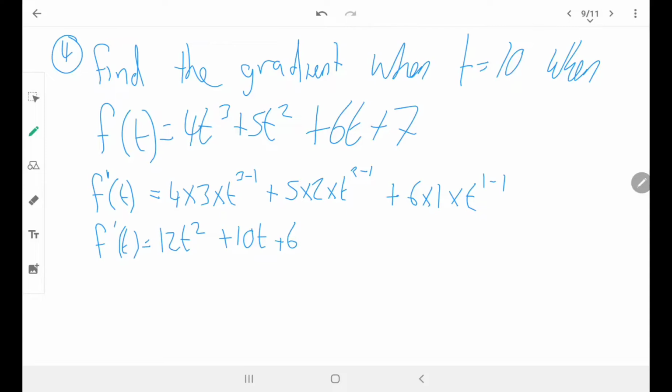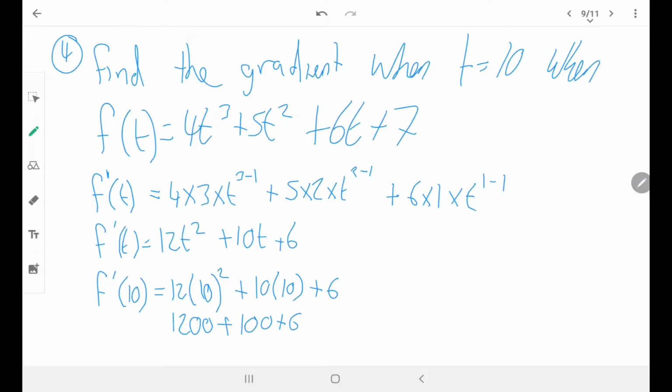And all we do now is plug in t equals 10. So f dash of 10 is 12 lots of 10 squared plus 10 lots of 10 plus 6. So 10 squared is 100. So we have 1,200 plus 10 times 10 is 100 plus 6. So that is equal to 1,306. So the gradient when t equals 10 is 1,306.